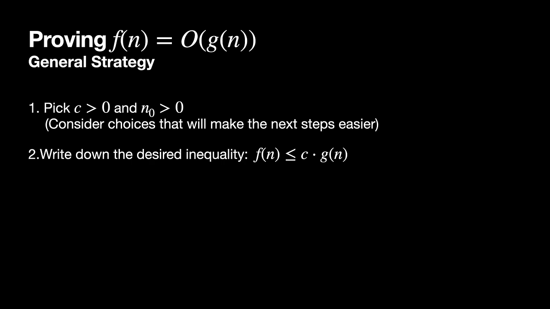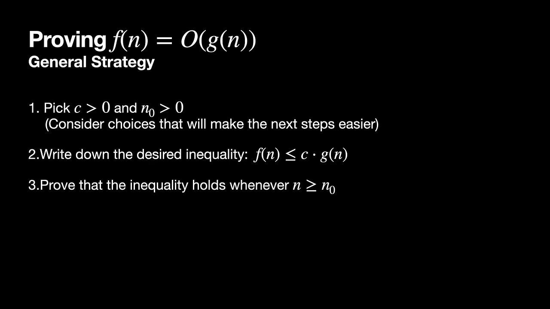And then we'll write down the desired inequality, and we'll fill in our value of c. So we're trying to demonstrate something about the function f being less than or equal to c times g. And then this just leaves it to us to try and prove that the inequality holds whenever our value of n is greater than or equal to our start point, n0. So those are the 3 general steps. We'll be using those time and time again as we're working with big O notation.